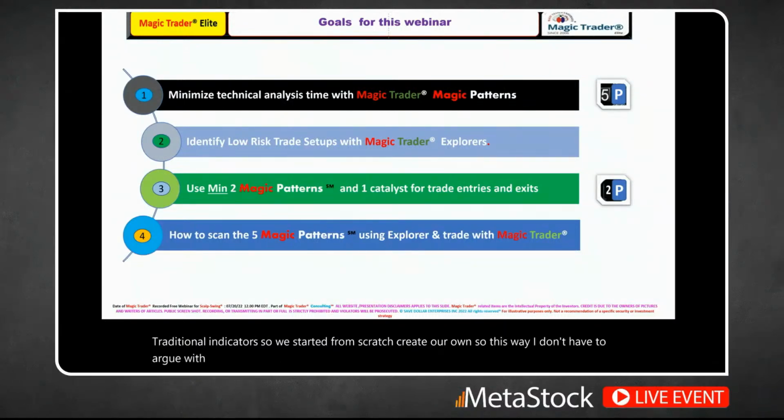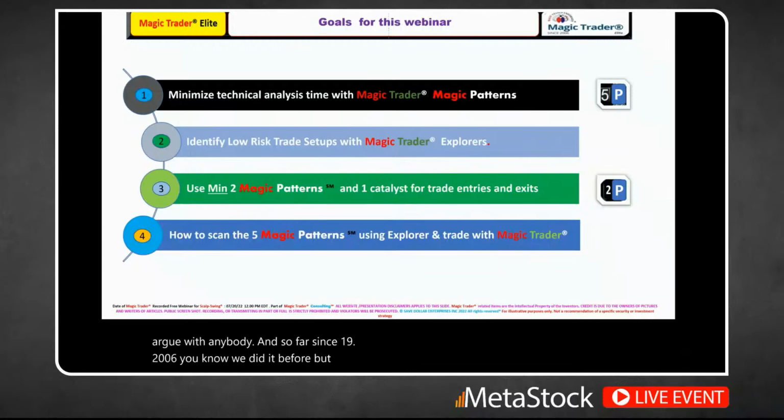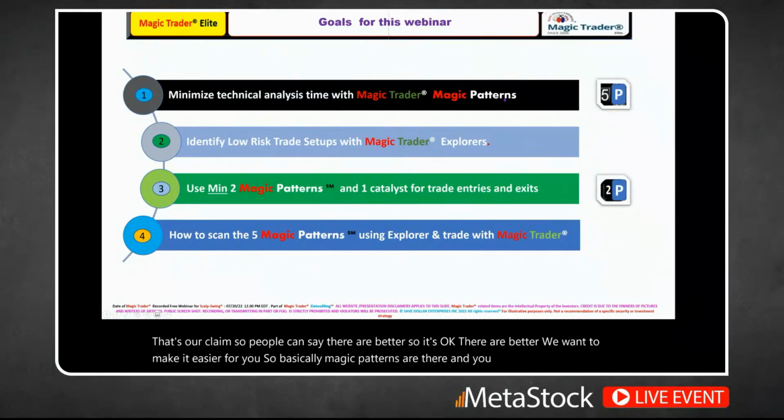And so far, since 2006, we did it before, but Magic Trader is being used on a regular basis. So we found another way to be more accurate. That's our claim. People can say, oh, theirs are better. It's okay, theirs are better. We want to make it easier for you. So basically, magic patterns are there, and you will learn today how to recognize them.